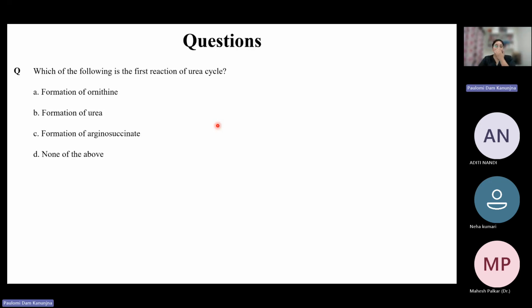Which of the following is the first reaction of the urea cycle? We have just discussed it, so this is not a difficult thing to look into. Okay. Anyone else? Correct.